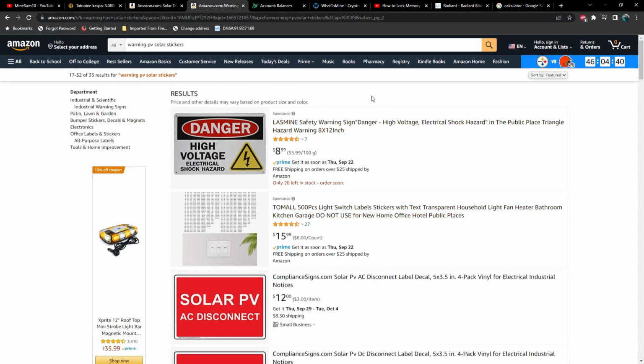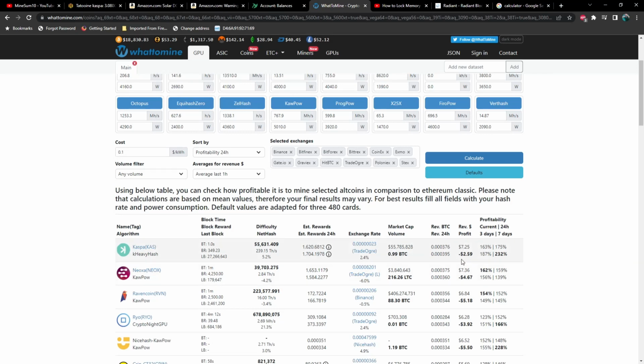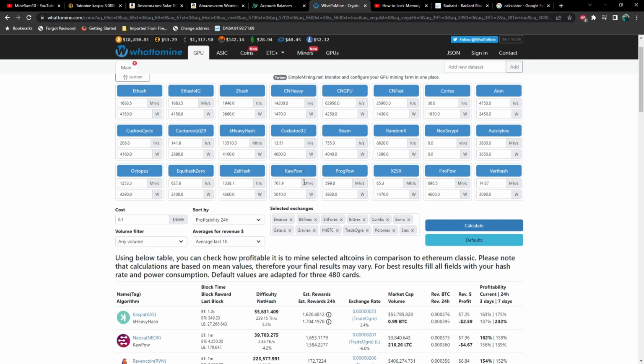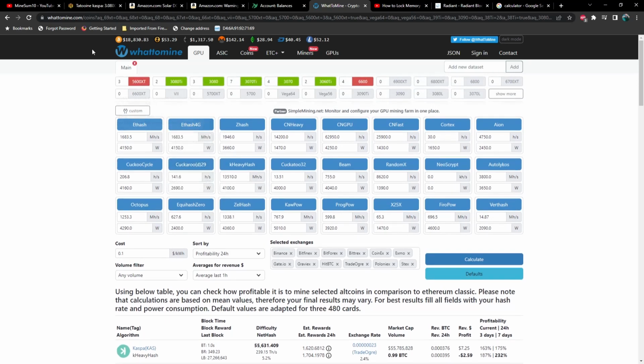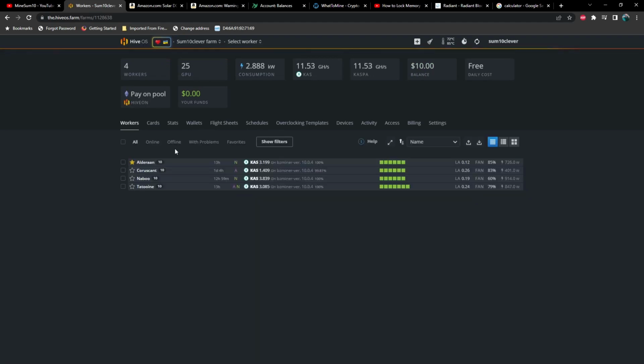And then moving on to What to Mine. Farm coming in today at negative $2.59 with the default numbers on Heavy Hash. So we're looking at 13,500 mega hash at 4,100 watts. But in reality, well, we won't say reality, in software, we are at 11.53 giga hash at 2,800 watts.